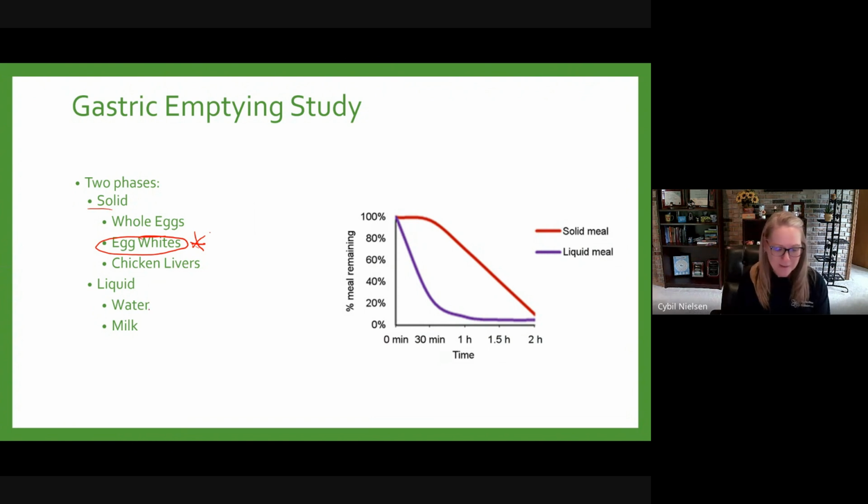Egg whites. Liquid can be done with water or milk. Milk is not necessarily going to give you this exponential curve, though. It could be more sigmoidal because milk is going to be digested as a solid.